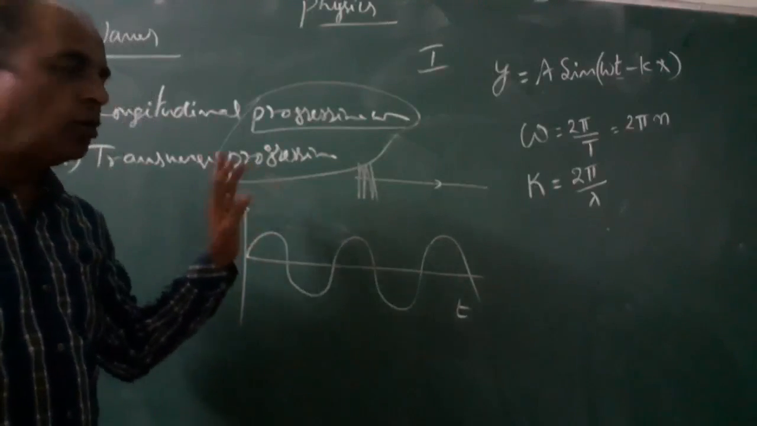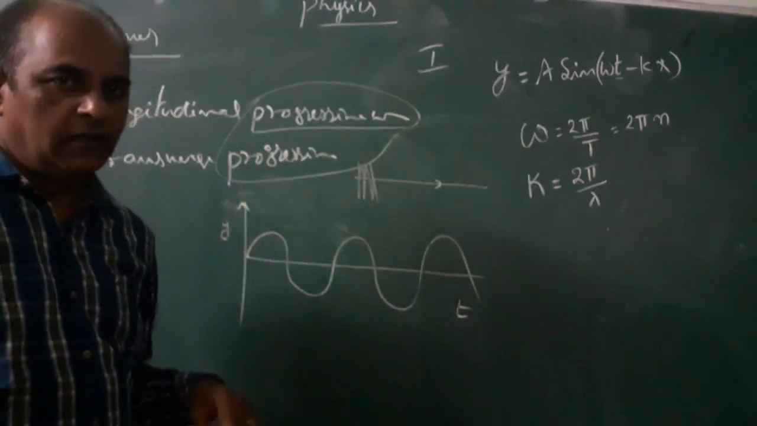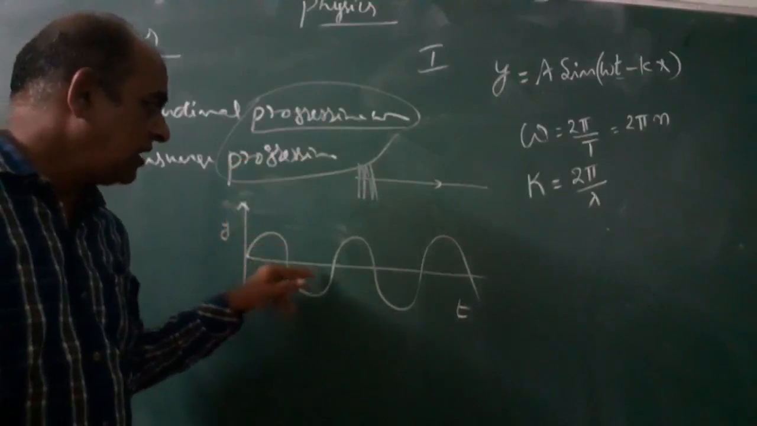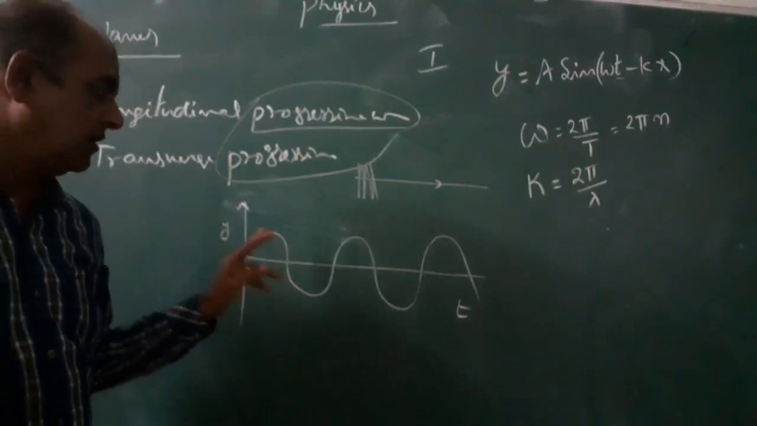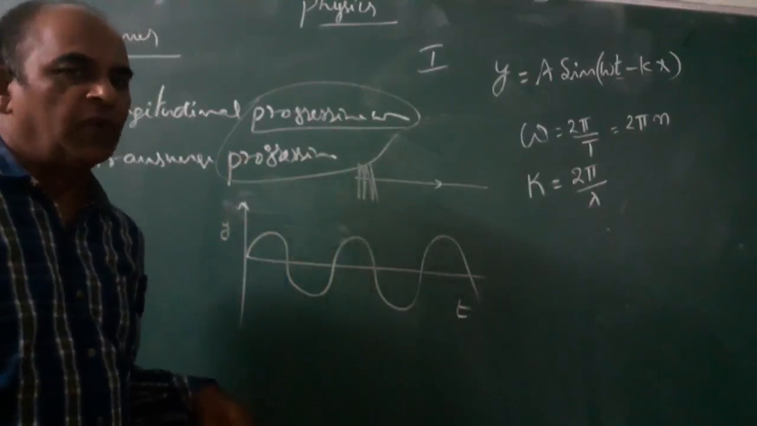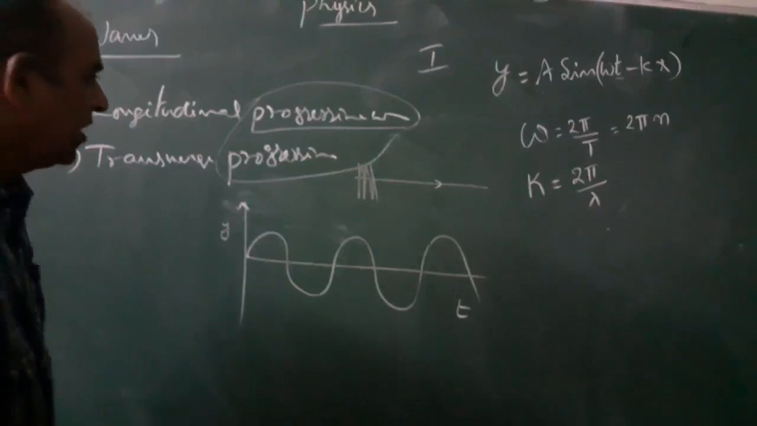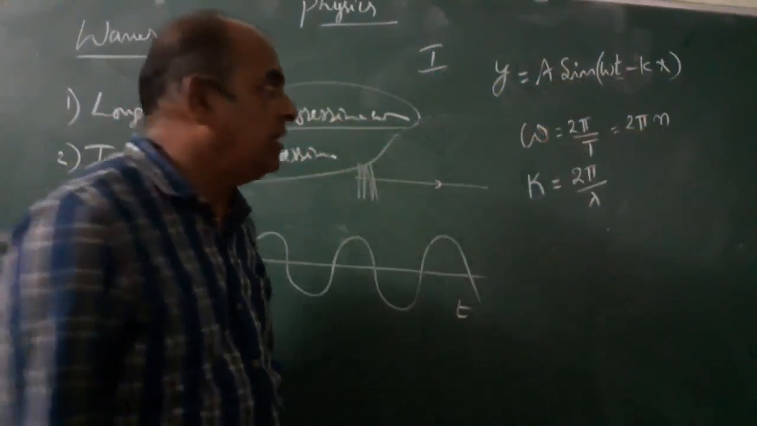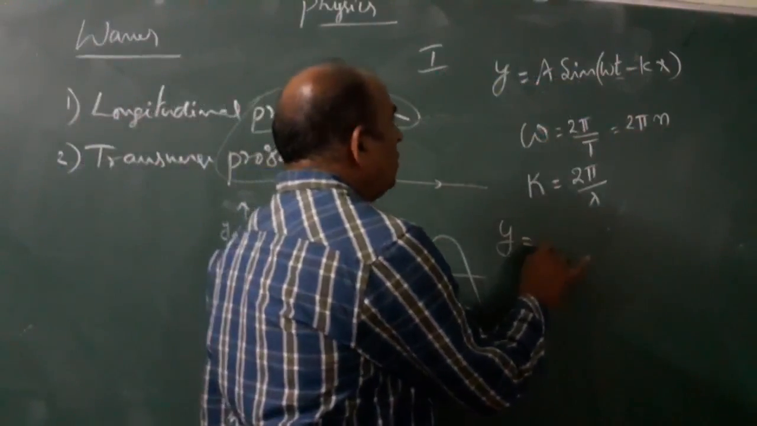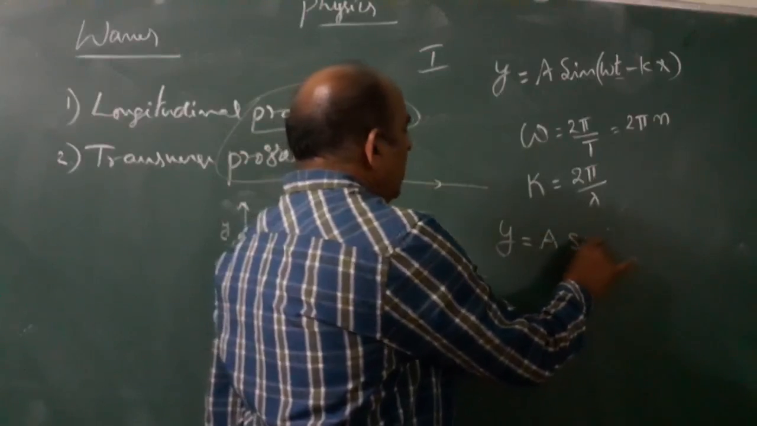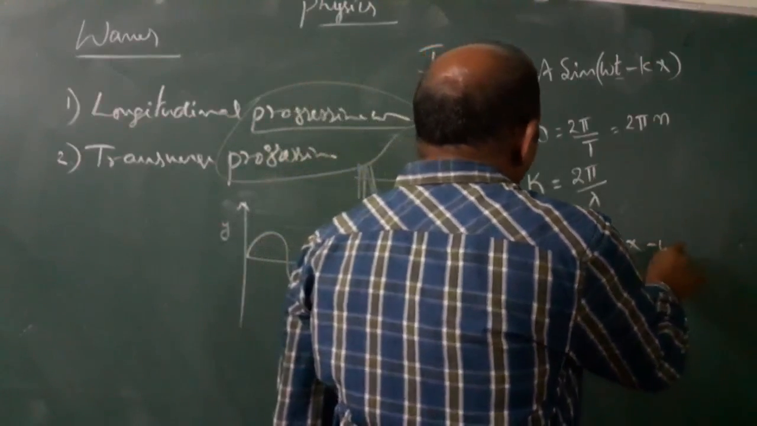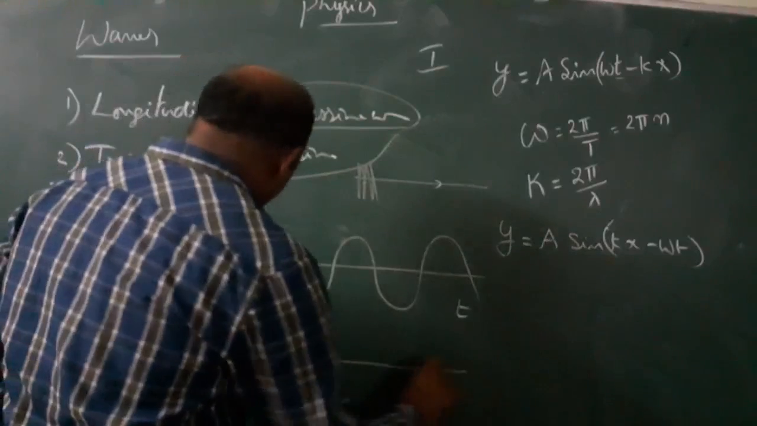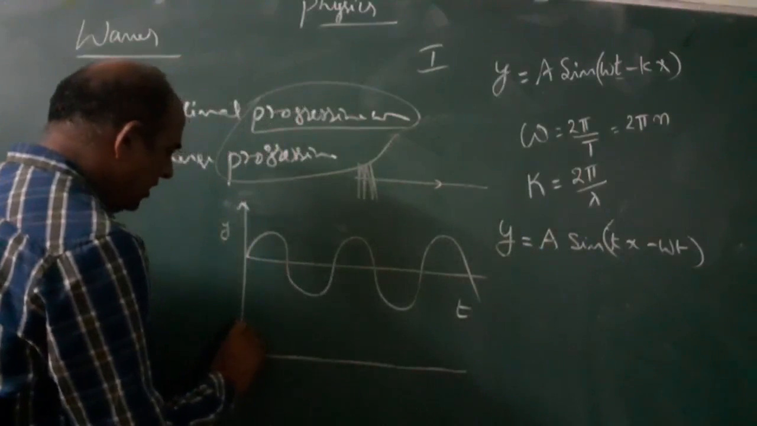So a progressive wave is represented by this. It does not depend on whether it is a longitudinal wave with compressions or a transverse wave with crests and troughs. This is the progressive wave representation. The progressive wave can also be represented like this: y = A sin(kx − ωt). You can also write it for a particle that starts from the extreme position.